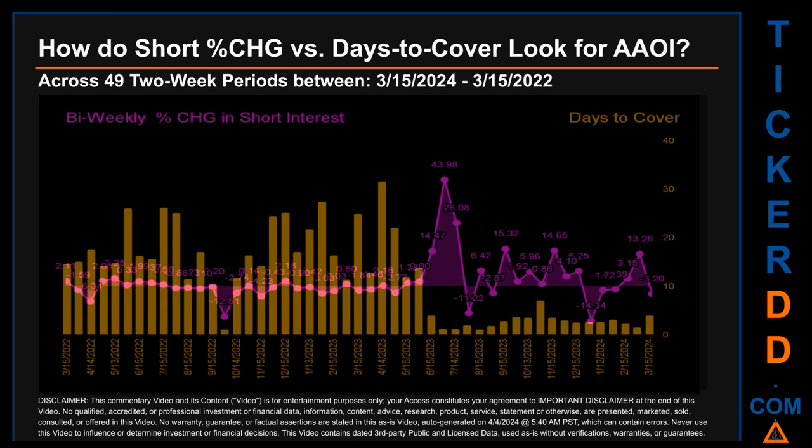Other interesting data points include: the largest percentage increase in short interest was 43.98%. It occurred once on June 30, 2023 settlement date. The largest percentage decrease in short interest found across those 49 2-week snapshots was minus 14.34%. It occurred once on December 29, 2023 settlement date. The average days to cover was about 11.83. The biggest days to cover was 31.58 and it happened once on April 14, 2023 settlement date.